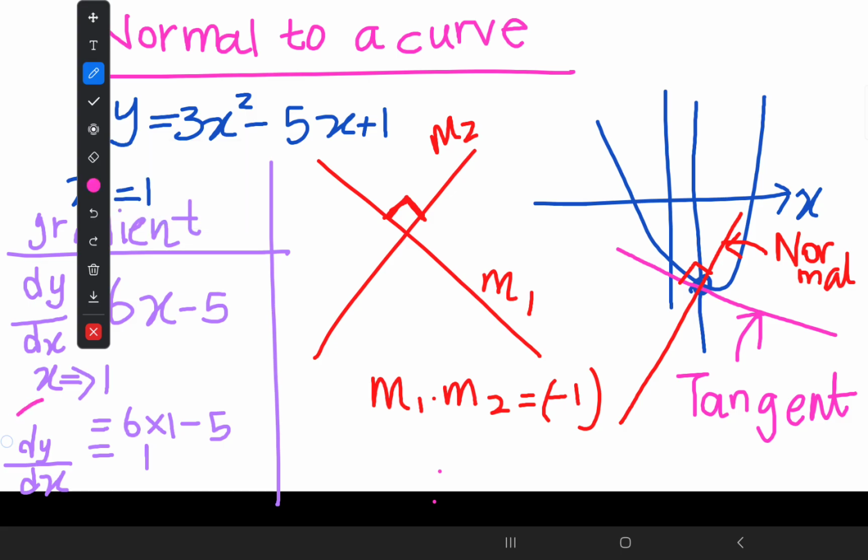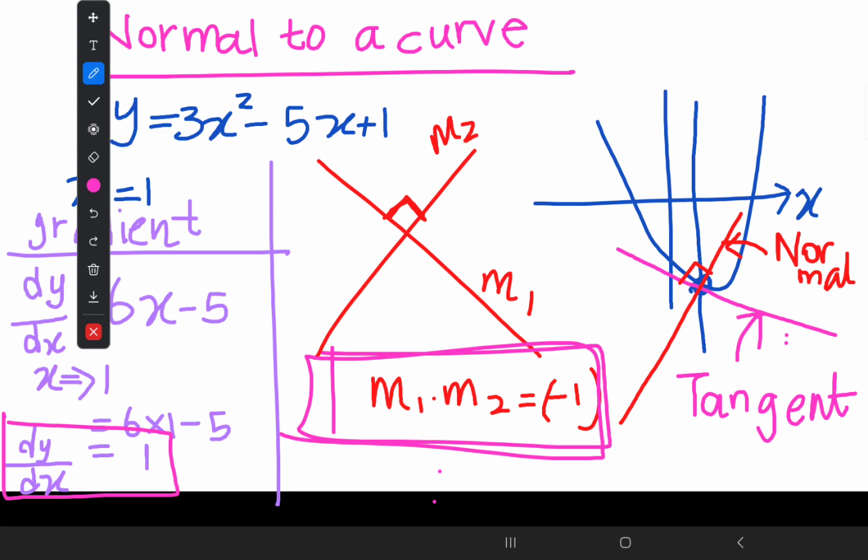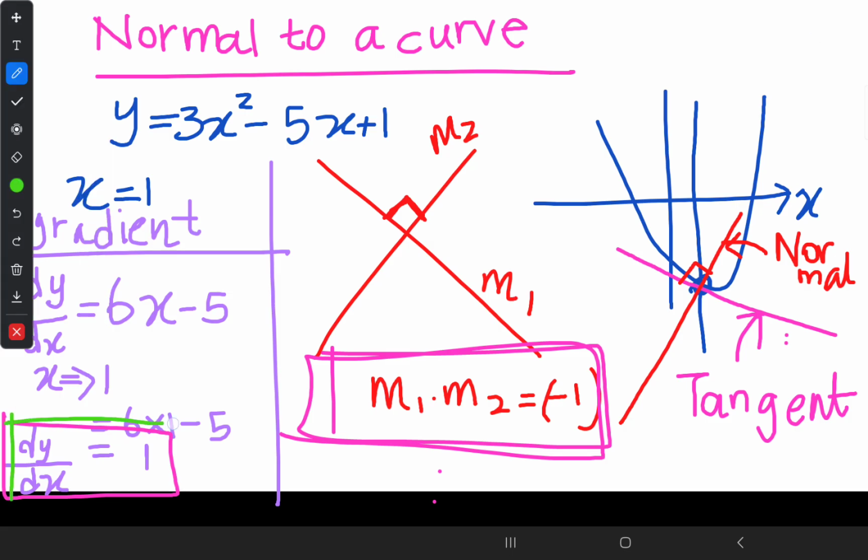Now we found our gradient, but this gradient belongs to the tangent. To find the normal's gradient, we have to use this method. Now we know the gradient of the tangent here equals 1. By using the relationship, I'll consider this one as my tangent, so m1 equals 1.